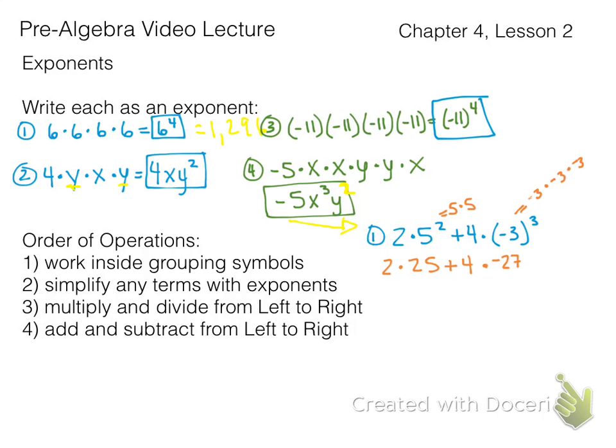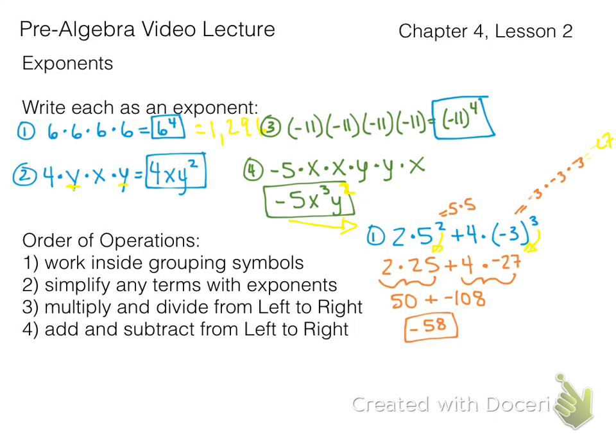So 5 to the second power is 5 times 5, which is 25. And negative 3 times negative 3 times negative 3, since it is an odd number, my answer will be negative 27. So now I have 2 times 25 plus 4 times negative 27. Now that I've simplified the parentheses and the exponents, I'm now on to multiplying and dividing from left to right. So I need to multiply 2 times 25 and 4 times negative 27, and I'm going to get 50 plus negative 108. 50 plus negative 108 is negative 58. So that is the answer.